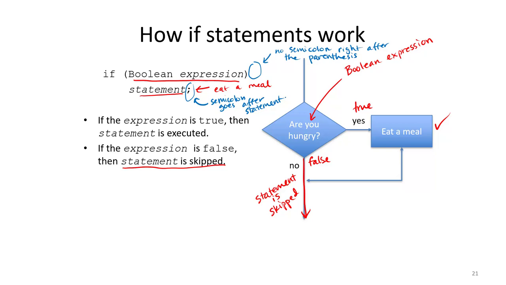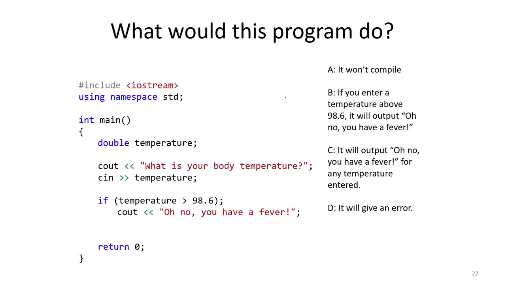Let's take a look at some more examples. How about this? Take a look at this program about body temperature. So here we've declared a double variable named temperature, and we ask the user, what's your temperature? Then we have an if statement. If temperature is greater than 98.6 Fahrenheit, then, oh no, you have a fever. Take a moment and think about it. What will this program do?